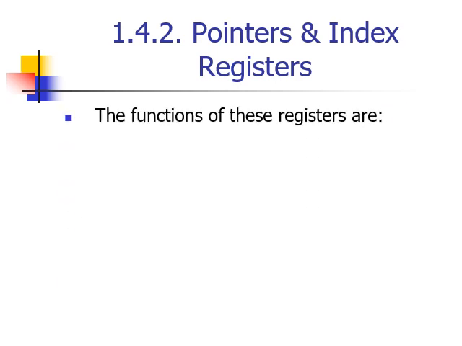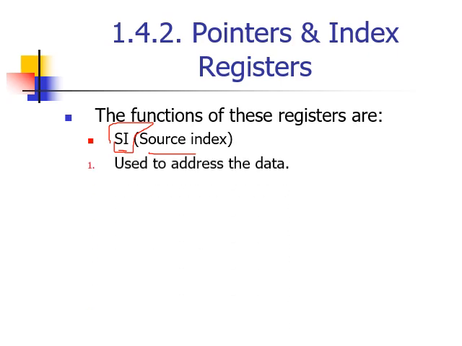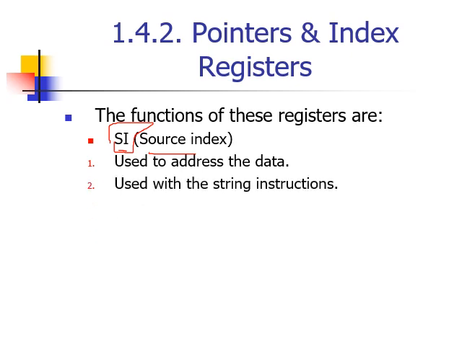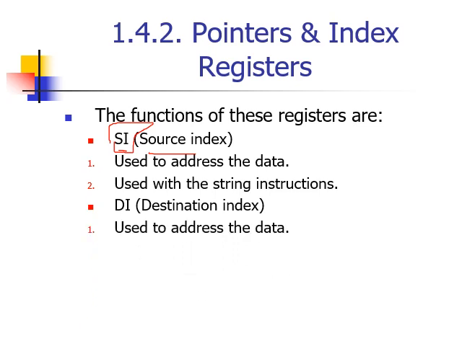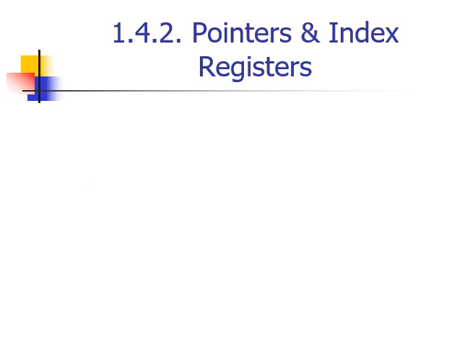And SI is the source index used whenever you deal with string instructions, instructions dealing with blocks of data. You use this SI register, this index register, to help you get data from somewhere, which is the source. So address it by SI, and you place it in some destination by the help of DI, and they are usually used with string instructions which deal with blocks of data.